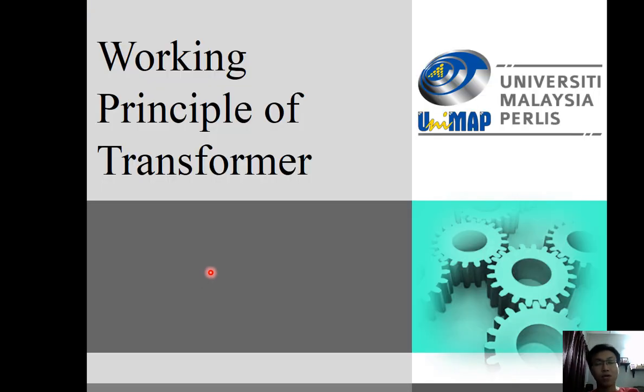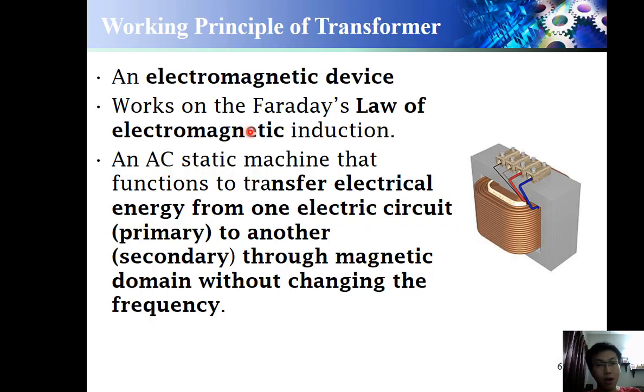So the working principle of a transformer. It is an electromagnetic device. It converts electric to magnetic, or magnetic back to electric, and works on Faraday's law of electromagnetic induction. A transformer is an AC static machine that functions to transfer electrical energy from one electrical circuit, we call primary, to another one, secondary, through the magnetic domain without changing the frequency.